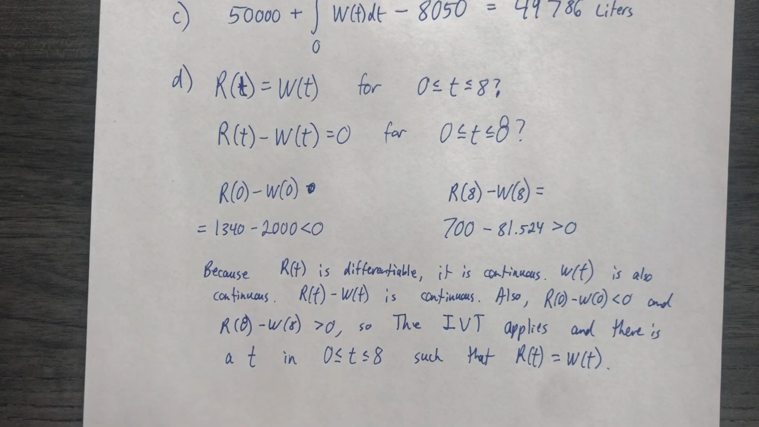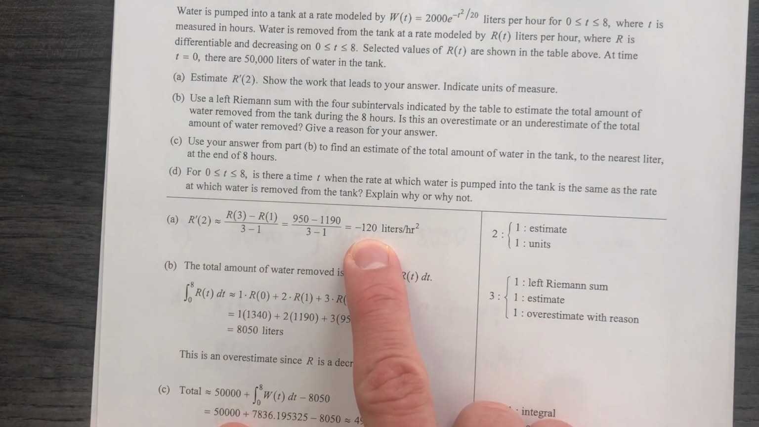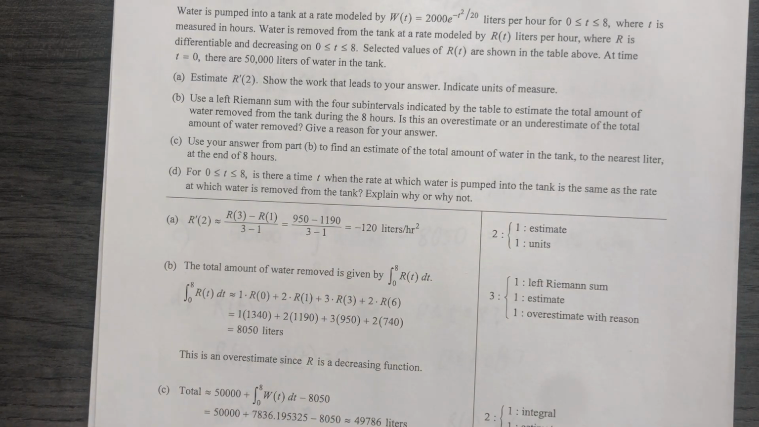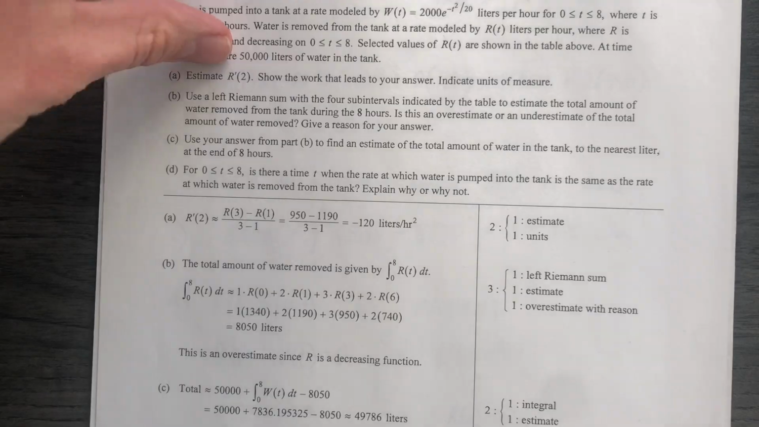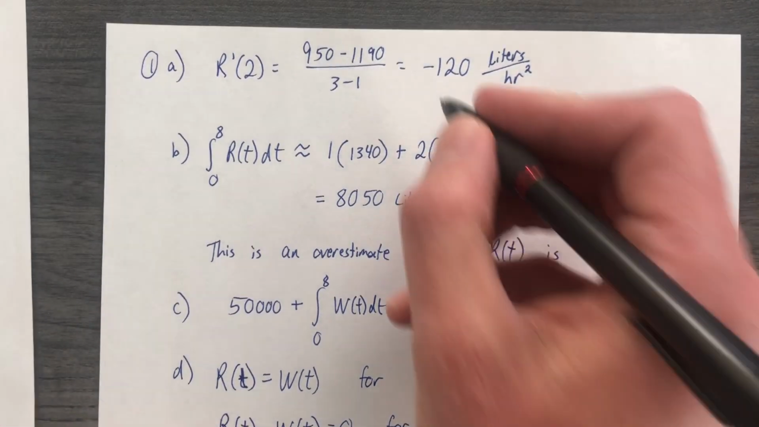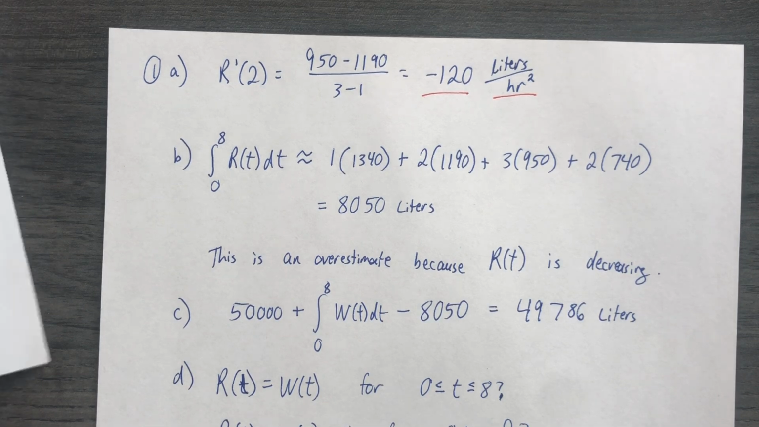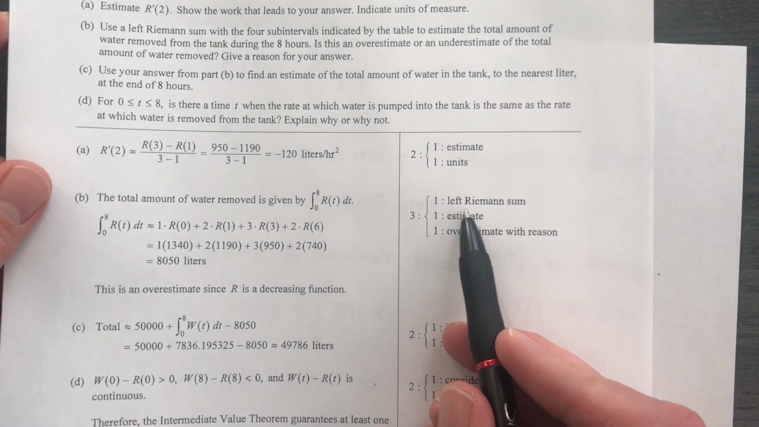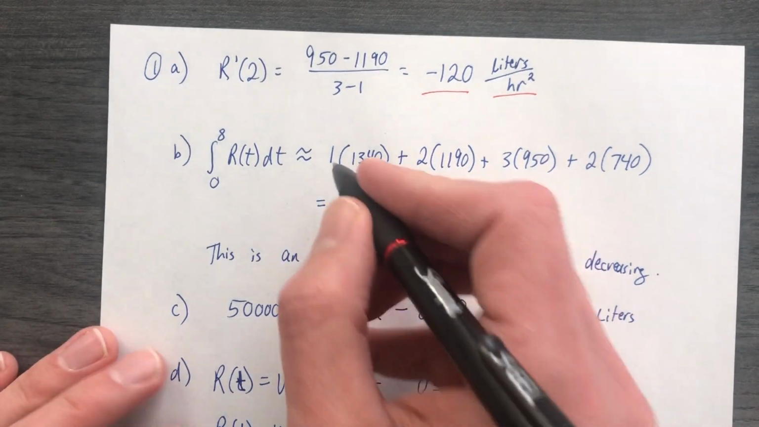All right, let's look at the scoring guide. For part A, we needed the estimate and we needed the units. And every free response question is worth 9 points. We are going to get 9 points. So that was worth 1 point and that was worth 1 point. Okay, part B. The left Riemann sum setup was worth a point. So we got a point here.